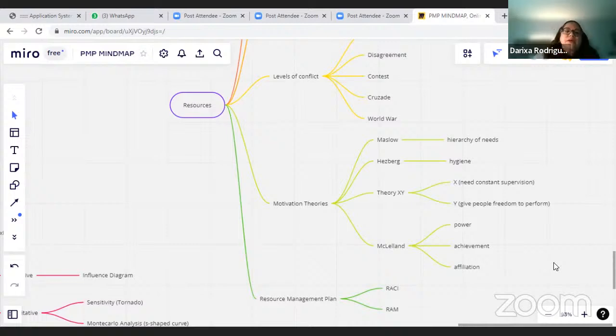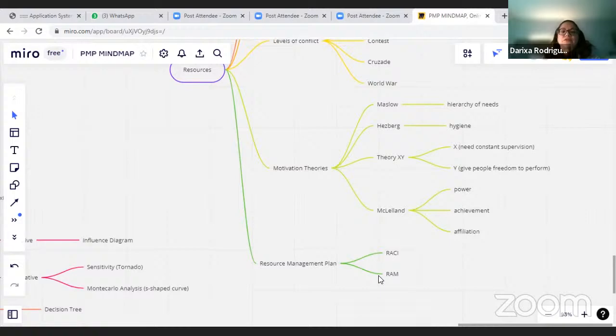In a resource management plan, we have the RACI matrix or the RAM matrix.